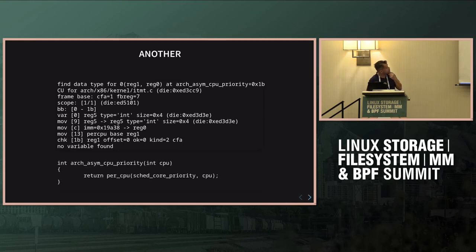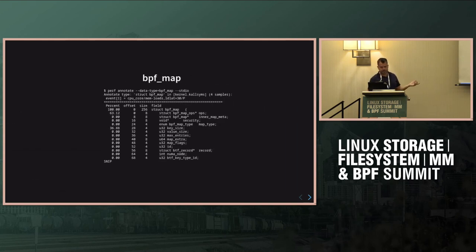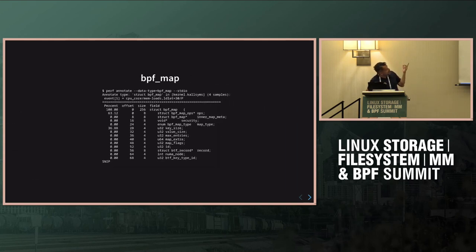So if you look at the arch as in CPU priority, it's per CPU. So there is enough information here for you to try to figure out a way to fix this part. BPF map, let's say. You see that it's the ops and then the key size that are the most frequently accessed. And this, in one specific case where an application that used BPF was traced, that's the output for this specific type.